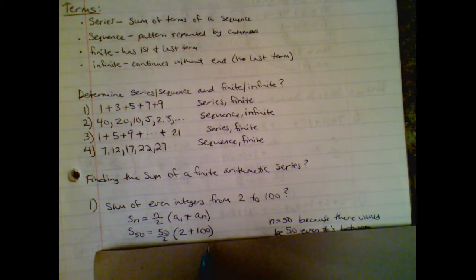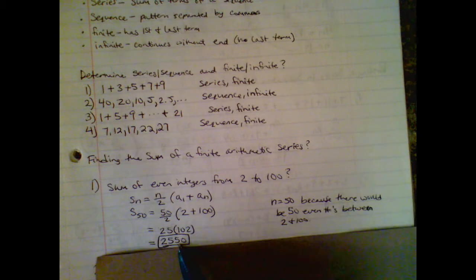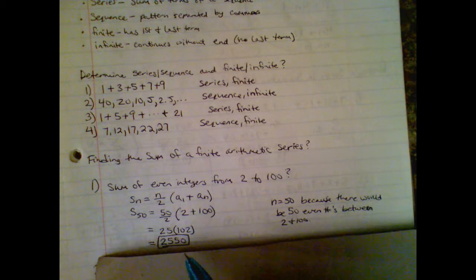From here, we're going to simplify this down. We do inside the parentheses first, so 100 plus 2 is 102. Then 50 divided by 2 is 25. Then we take 25 times 102, and we get 2,550. So if we add all the even numbers from 2 to 100, our total is going to be 2,550. That's a lot quicker than trying to type all of the even numbers into our calculator.